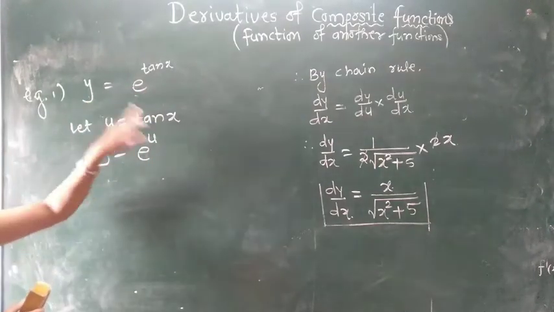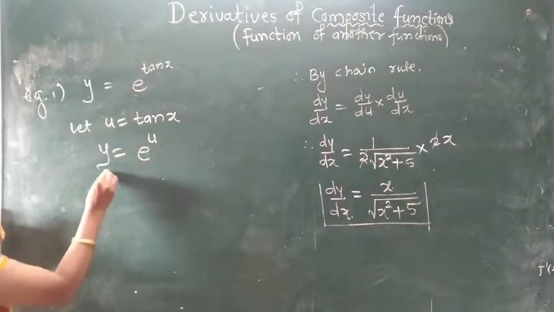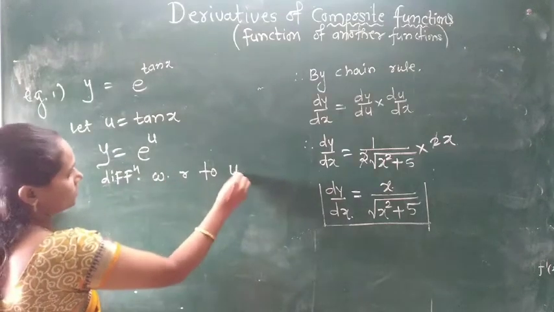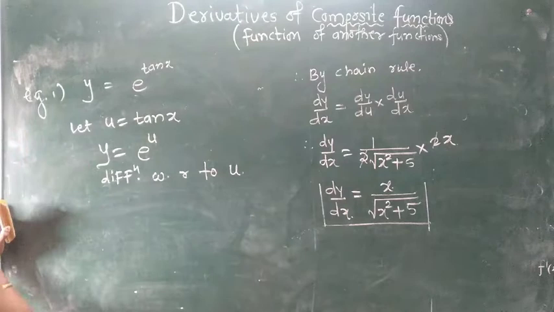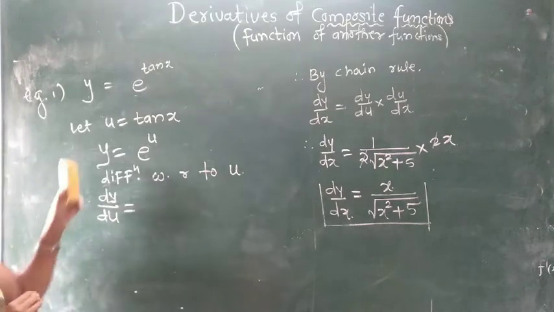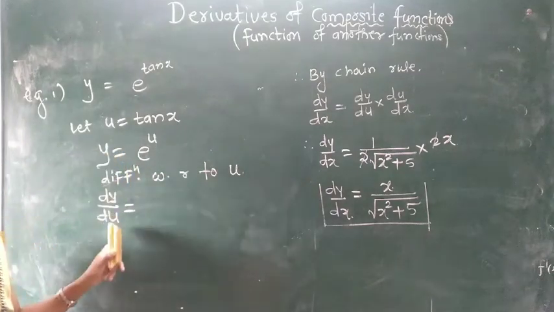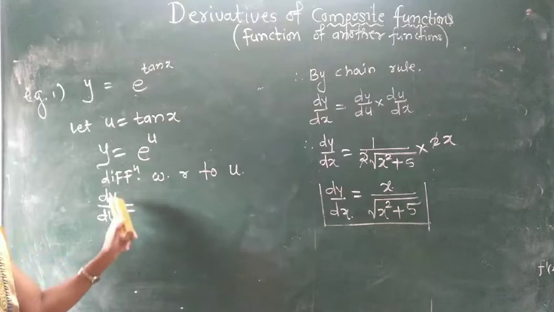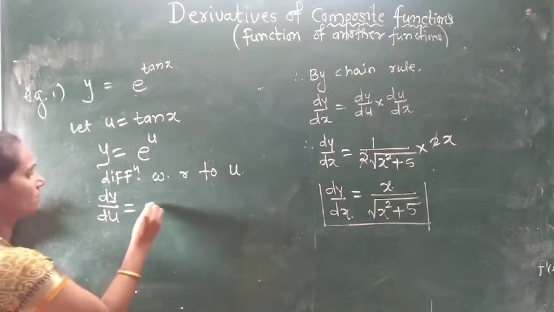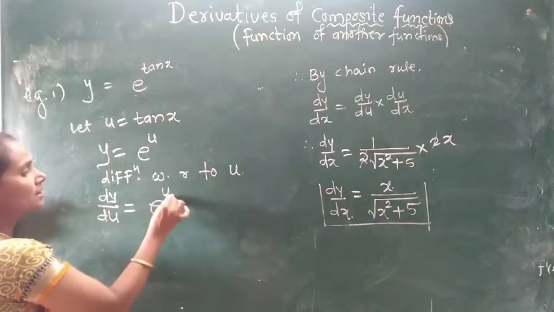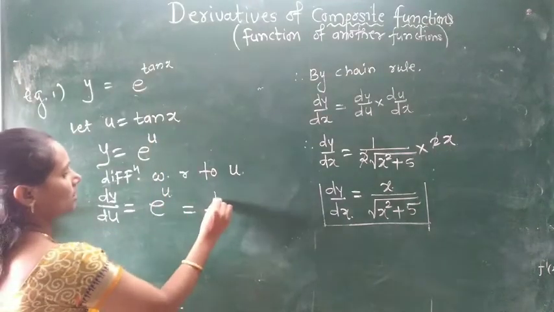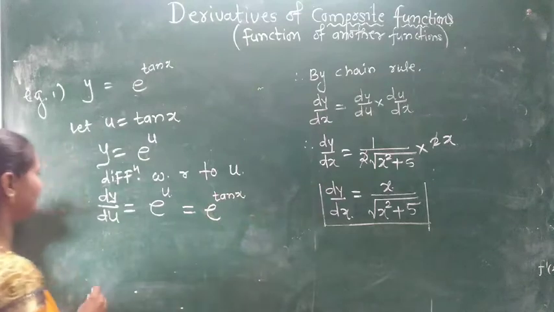Now this y is a function of u, so differentiate with respect to u. So the derivative of y with respect to u is dy upon du. If y is a function of x, then we write dy upon dx; here y is a function of u, so dy upon du. Now the derivative of e raised to x is e raised to x, so the derivative of e raised to u is e raised to u. What is u? Tan x. So we keep e raised to tan x.